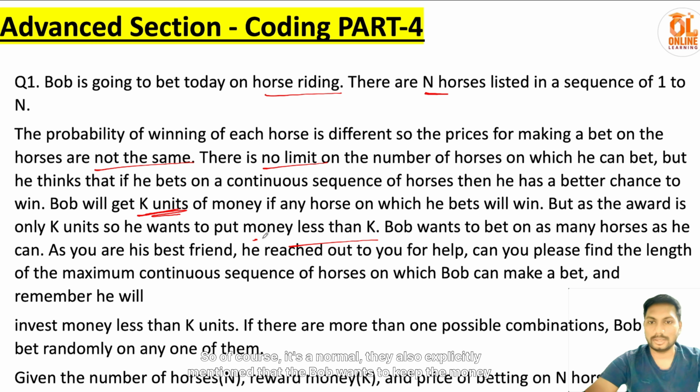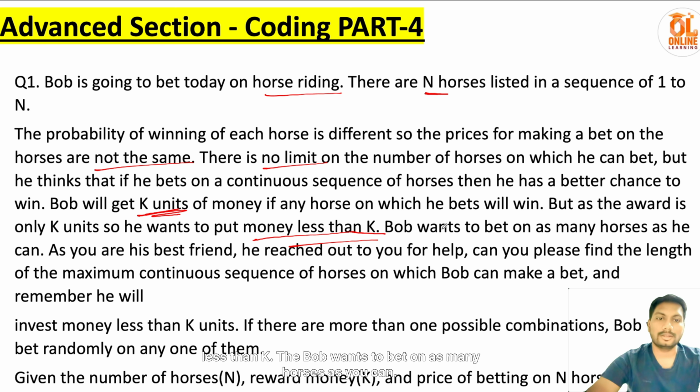They also explicitly mention that Bob wants to keep the money less than k. Bob wants to bet on as many horses as he can. So as you are his best friend, he reached out to you for help. Can you please find the length of the maximum continuous sequence of horses on which Bob can make a bet? And remember, he will invest money less than k units. If there is more than one possible combination, Bob will bet randomly on any one of them.